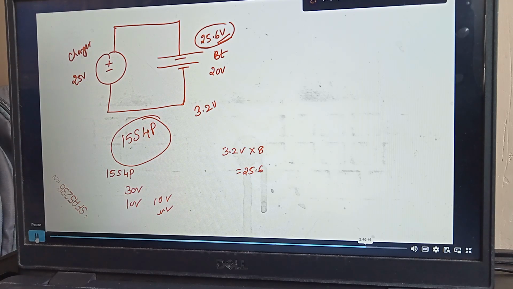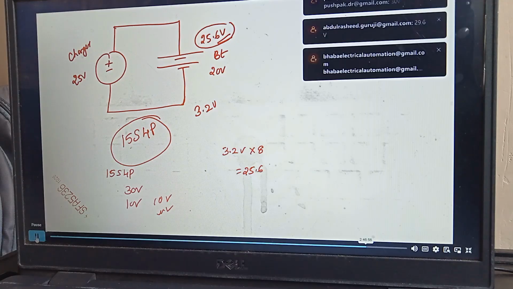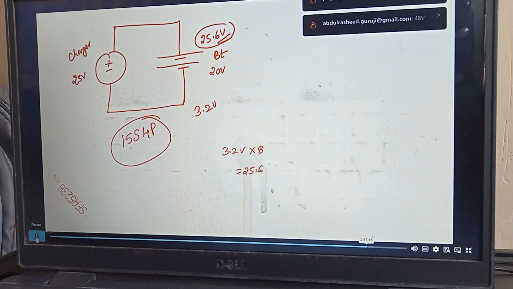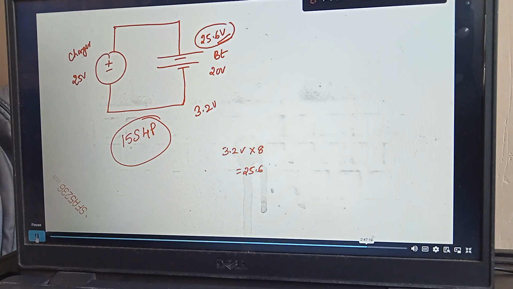How did you find it? It is 15S4P configuration, not 8S. 15S4P LFP. Right, 15S4P LFP. What is the charger voltage? Give me one number, that's it. One voltage. Don't tell 30, 40, 50 and all. Only one voltage. I should be able to charge this battery. That's it.